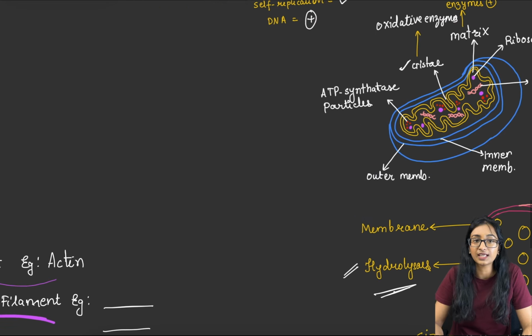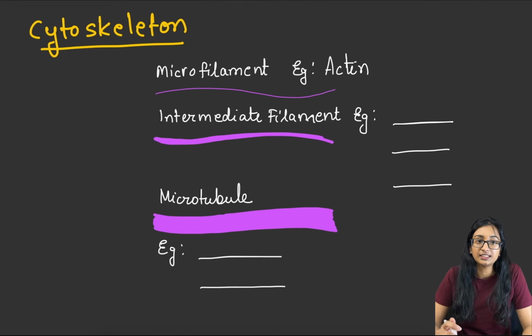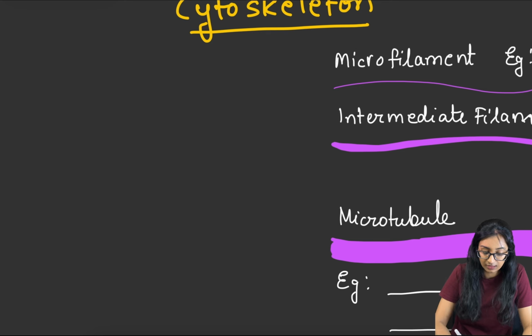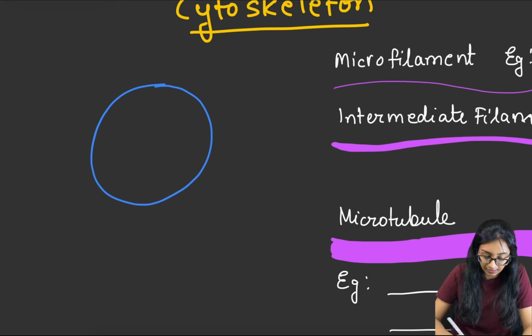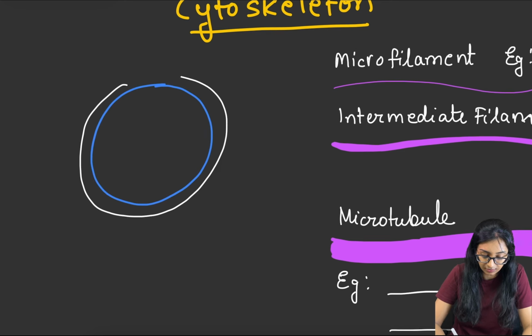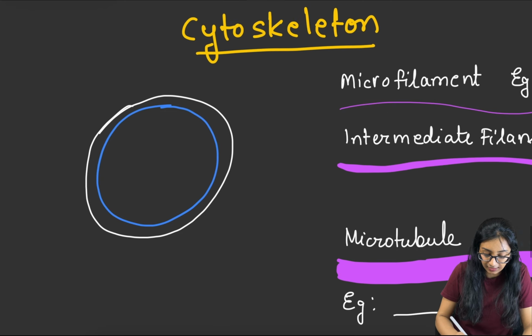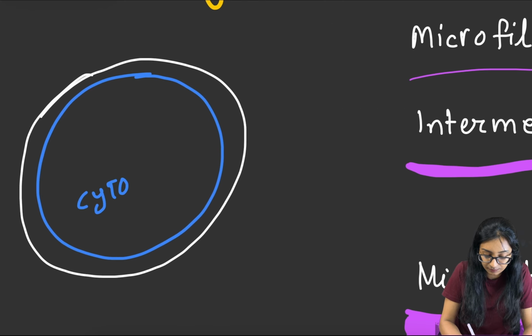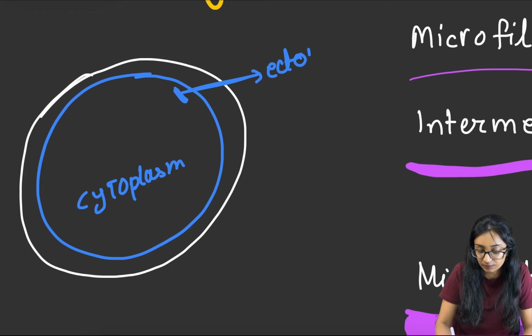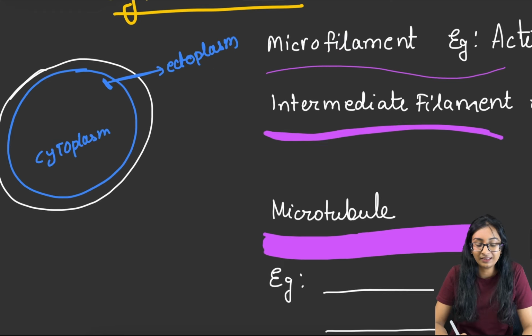Now let's discuss the cytoskeleton. Cytoskeleton is a network of fibrillar protein organized into filaments or tubules. It is of three types: the microfilament, the intermediate filament, and the microtubule. The microfilament is present at the outer part of the cytoplasm. Let's suppose this is a cell and this is the cell membrane, the double layer cell membrane. Like I said, this is the cytoplasm, and the part near the membrane is called the ectoplasm. So they are mostly present in the ectoplasm.